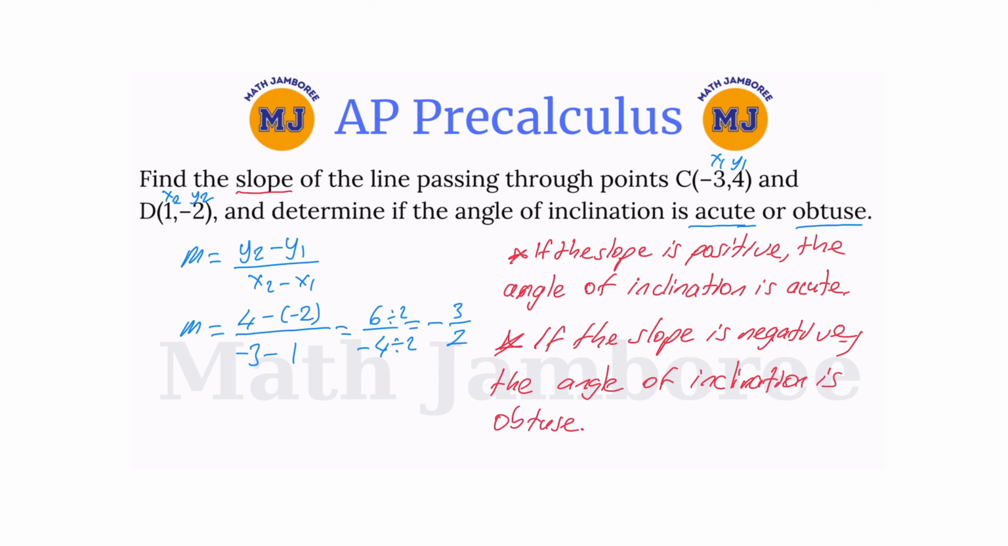So in here, we just found a negative slope. Since the slope is -3 over 2, which is a negative value, then the angle of inclination is obtuse. So technically, this is the answer for this specific question.